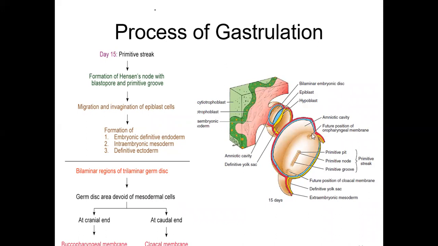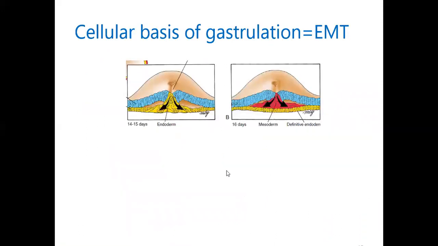The bilaminar regions in the trilaminar disc are the oropharyngeal membrane, which corresponds to the precaudal plate, and the future position of the cloacal membrane at the caudal end.